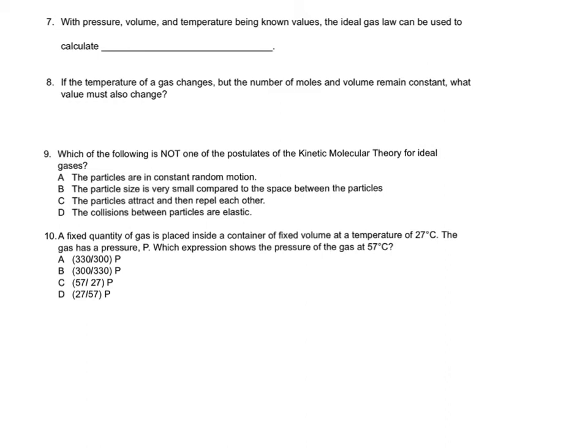Okay, so now we're on 7 through 10 on our Unit 9 review. Number 7 says, with pressure, volume, and temperature being known values, the ideal gas law can be used to calculate blank. Okay, so all you have to do is look up the ideal gas law on your formula chart if you can't remember it. The ideal gas law is PV equals nRT. And what does it stand for? P stands for pressure, V stands for volume, n stands for the number of moles, R is your gas constant, and T is temperature. So it says if you know pressure, volume, and temperature, what can you calculate?